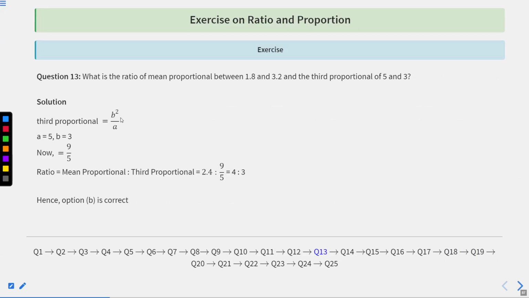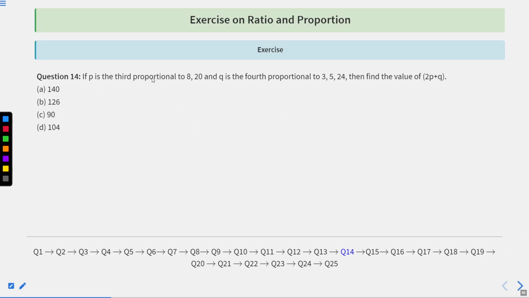So the third proportional is going to be B square upon A. That means with A equal to 5 and B equal to 3, you will have 9 upon 5. Now the ratio of the mean proportional to the third proportional is going to be 4 is to 3. Then you just have to substitute the values here to obtain the final answer. So the correct option here is option B.